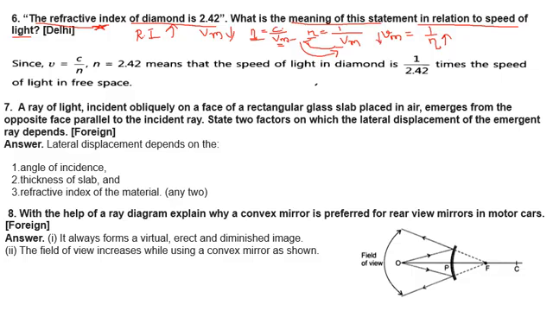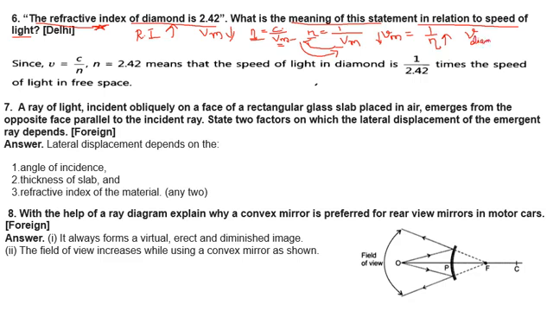I can see the relationship very clearly. If the refractive index is more, the velocity will be less. If the velocity is more, the refractive index will be less. So in this case, I just have to substitute the value. That is, V is equal to the speed of light in diamond.